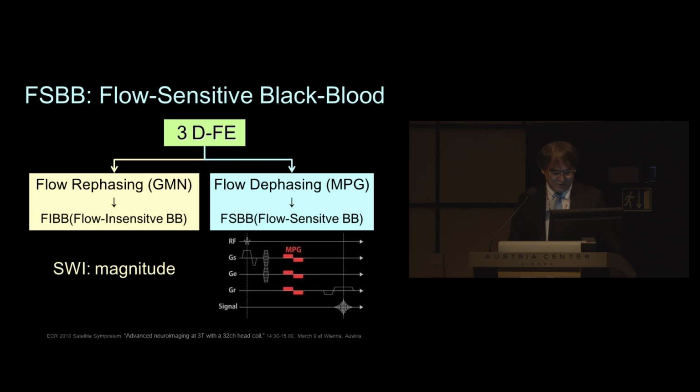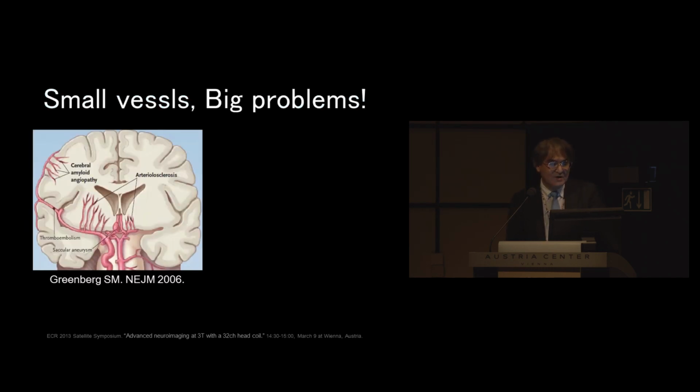Sorry, I forgot to tell you about it. In the case of the flow-insensitive black blood imaging, especially if you multiply phase, then that will be much more sensitive for deoxyhemoglobin, which means much more sensitive to veins. However, in the case of the FSBB, it dephases fast moving spins, which means that it is much more sensitive to arteries. So this can be used for visualization of the small arteries of the brain.